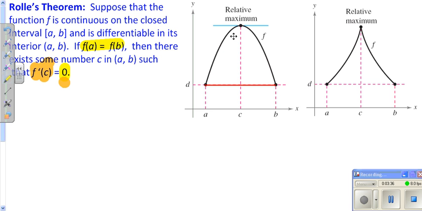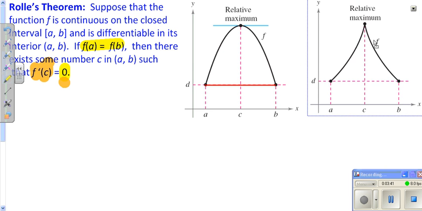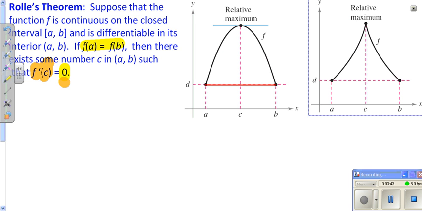Now, that is not the case over here on the far right, because at this top point, we have a cusp. And you should remember at a cusp, it is not differentiable. Your derivative does not exist. So you cannot apply Rolle's theorem to the right-hand situation because it is not differentiable on the whole interval.